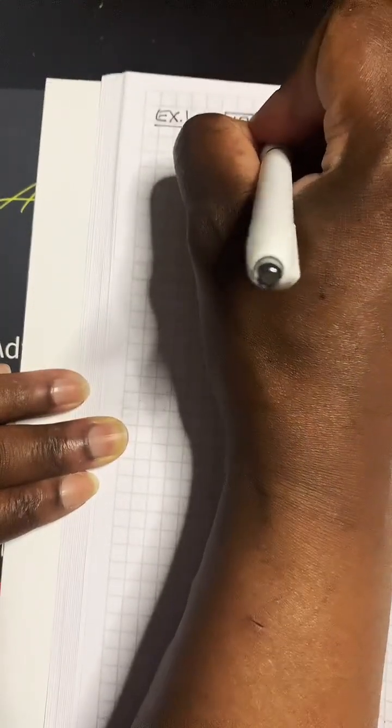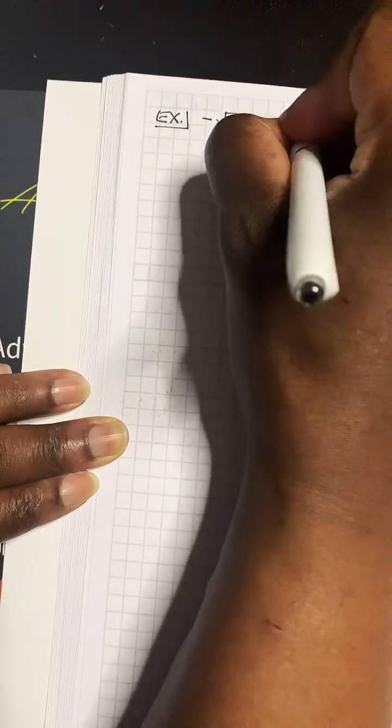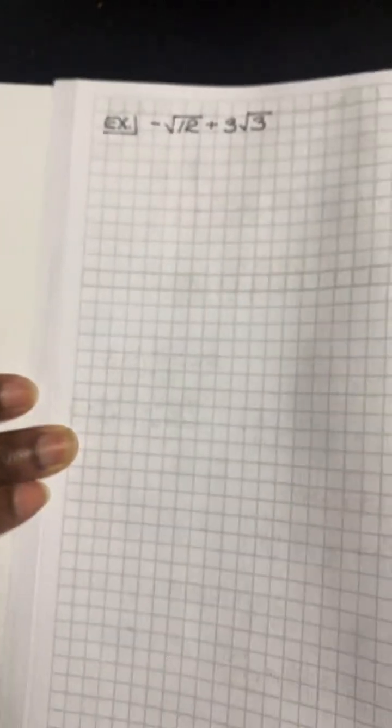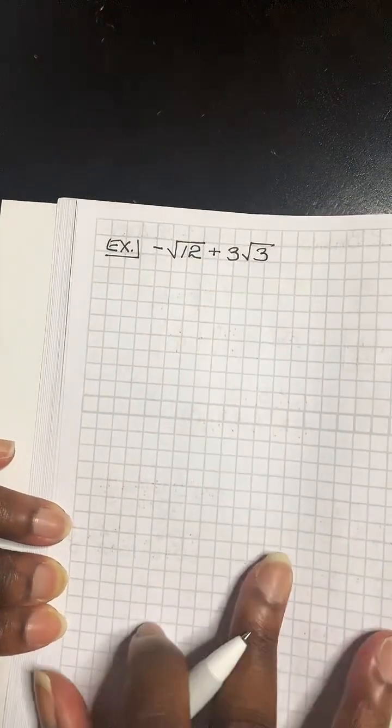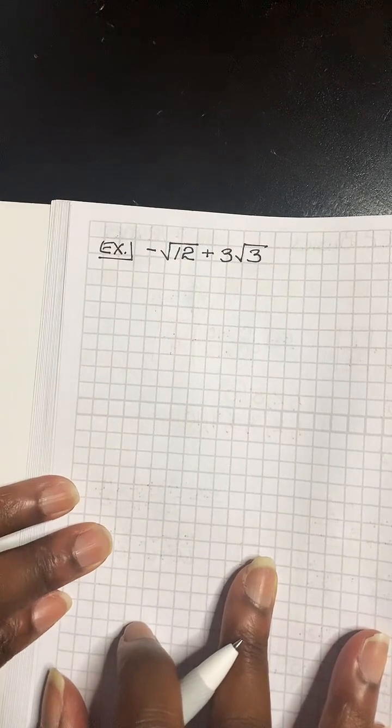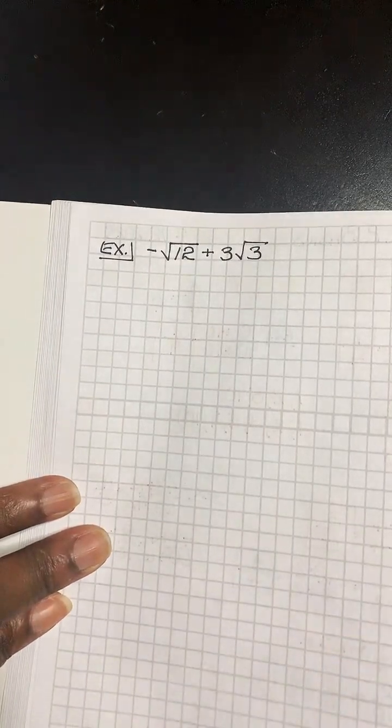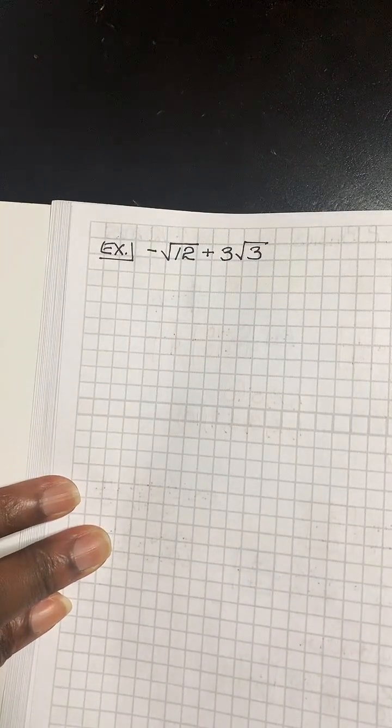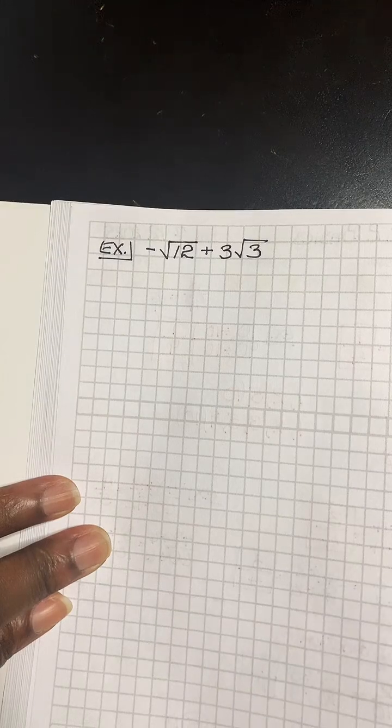So as promised, I'm going to get started. All right. So we have negative root 12 plus 3 root 3. What is my answer?